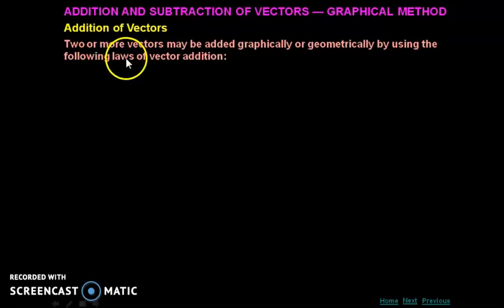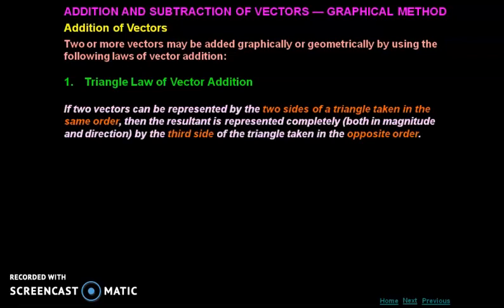Two or more vectors can be added graphically or geometrically by using two laws. What are the two laws? The first one is the triangle law of vector addition, while the second one is the parallelogram law of vector addition. Now we are going to discuss the triangle law of vector addition.